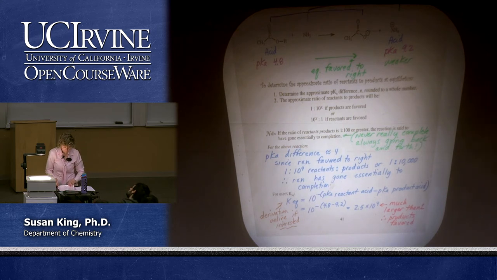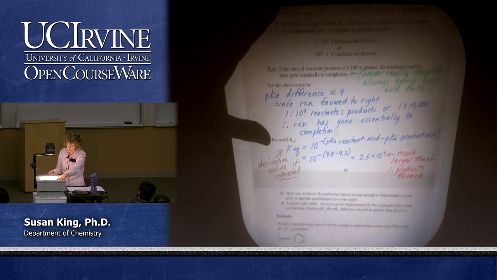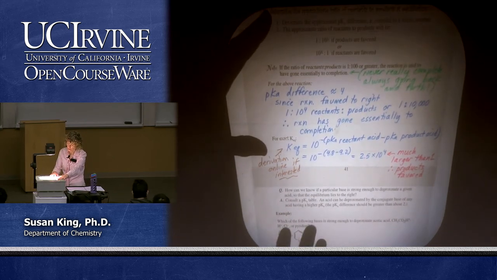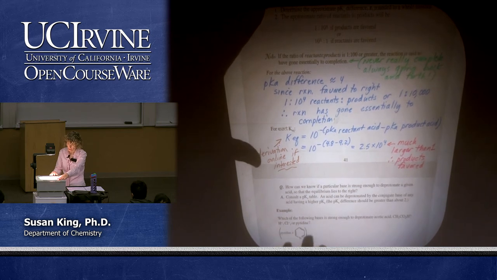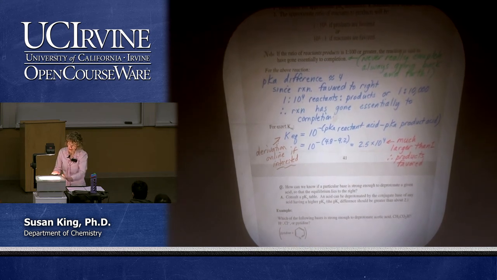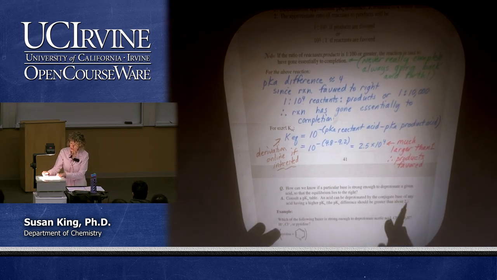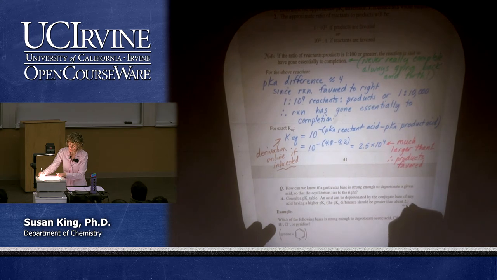Okay? All right, so another thing we need to be able to do, since we're going to be designing reactions and synthesizing compounds, and we want to be able to pick the right reagents that are going to work: how can we know if a particular base is strong enough to deprotonate a given acid so the equilibrium lies to the right? You're going to consult a pKa table. An acid can be deprotonated by the conjugate base of any acid having a higher pKa. The pKa difference should be greater than about 2.